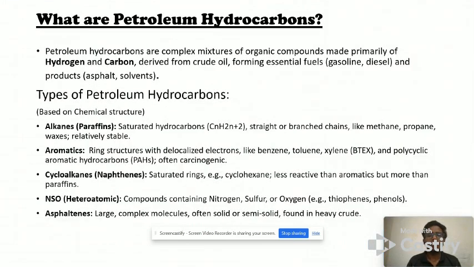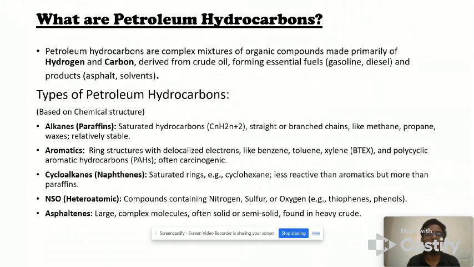So, what are petroleum hydrocarbons basically? Petroleum hydrocarbons are complex mixtures of organic compounds primarily made up of hydrogen and carbon. They are derived from crude oil, which is essential for forming fuels like gasoline and diesel. Several types of petroleum hydrocarbons exist, and several parameters are considered for classifying them. But here I'm explaining types of petroleum hydrocarbons based on chemical structures.